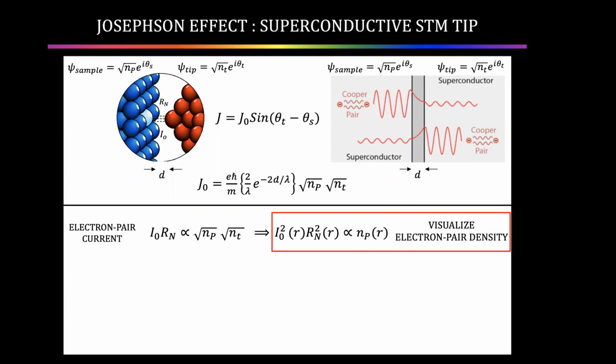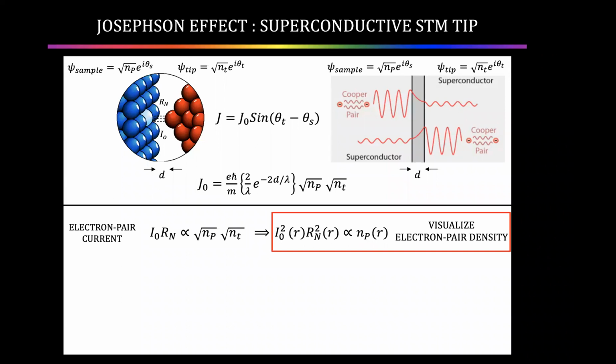And finally, we're going to take the density of condensed pairs in the tip to be a constant and ignore that. So under those circumstances, if I square the Josephson critical current, square the junction resistance, then I have a number which is proportional to the density of condensed pairs in the sample at this location. At least that's the working hypothesis.